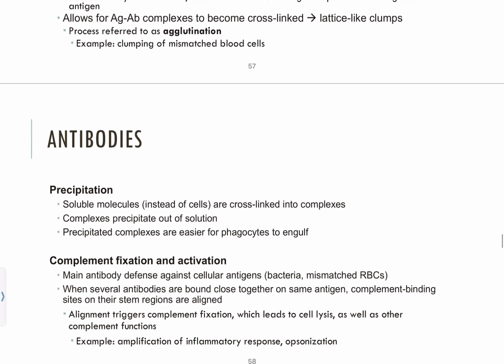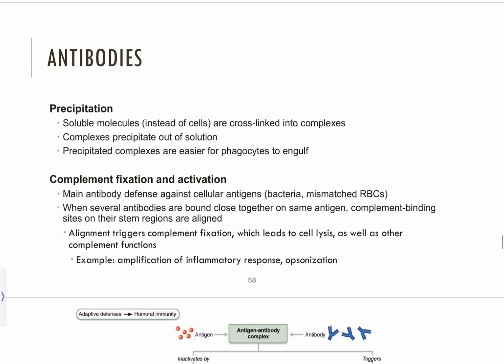We also have precipitation. And this occurs when antibodies bind to really small dissolved antigens, and they're going to form this solid complex that falls out of solution, making it a lot easier for phagocytes to go in and engulf it.